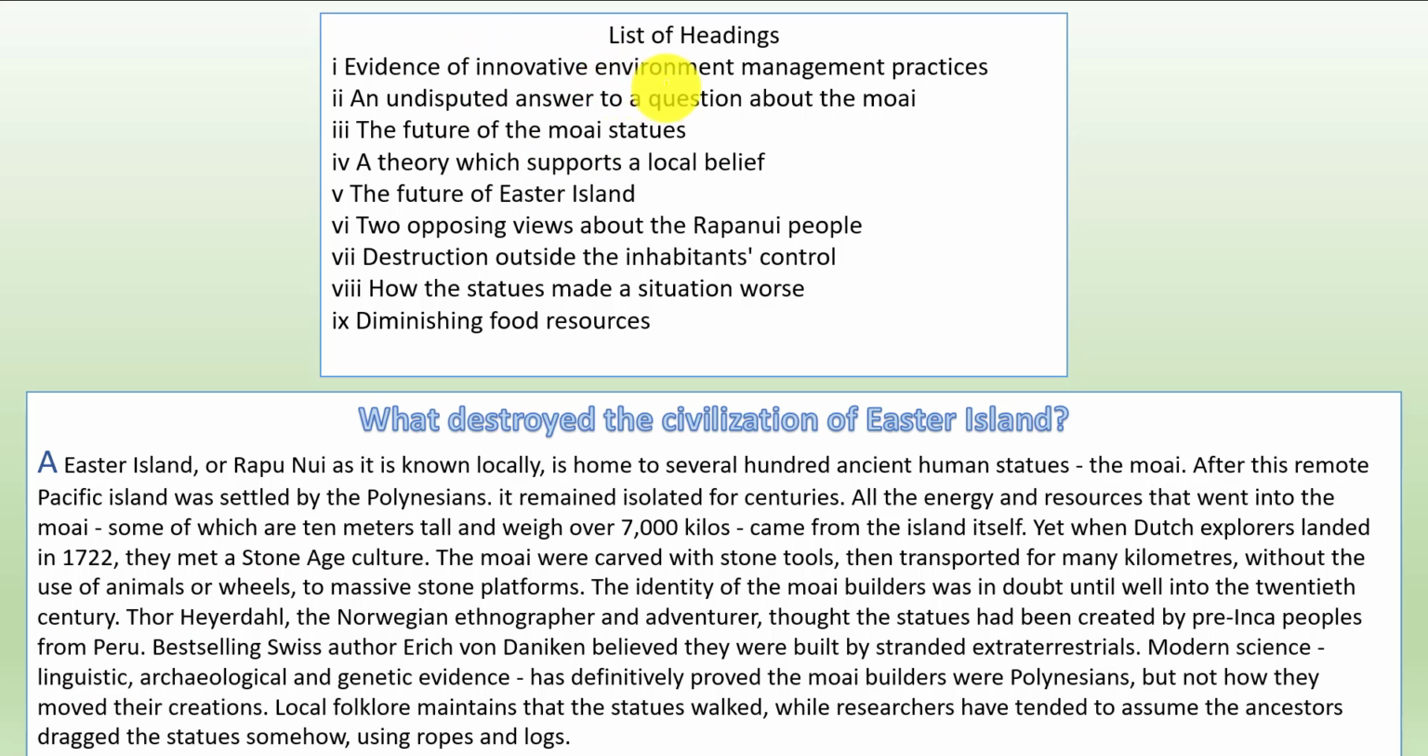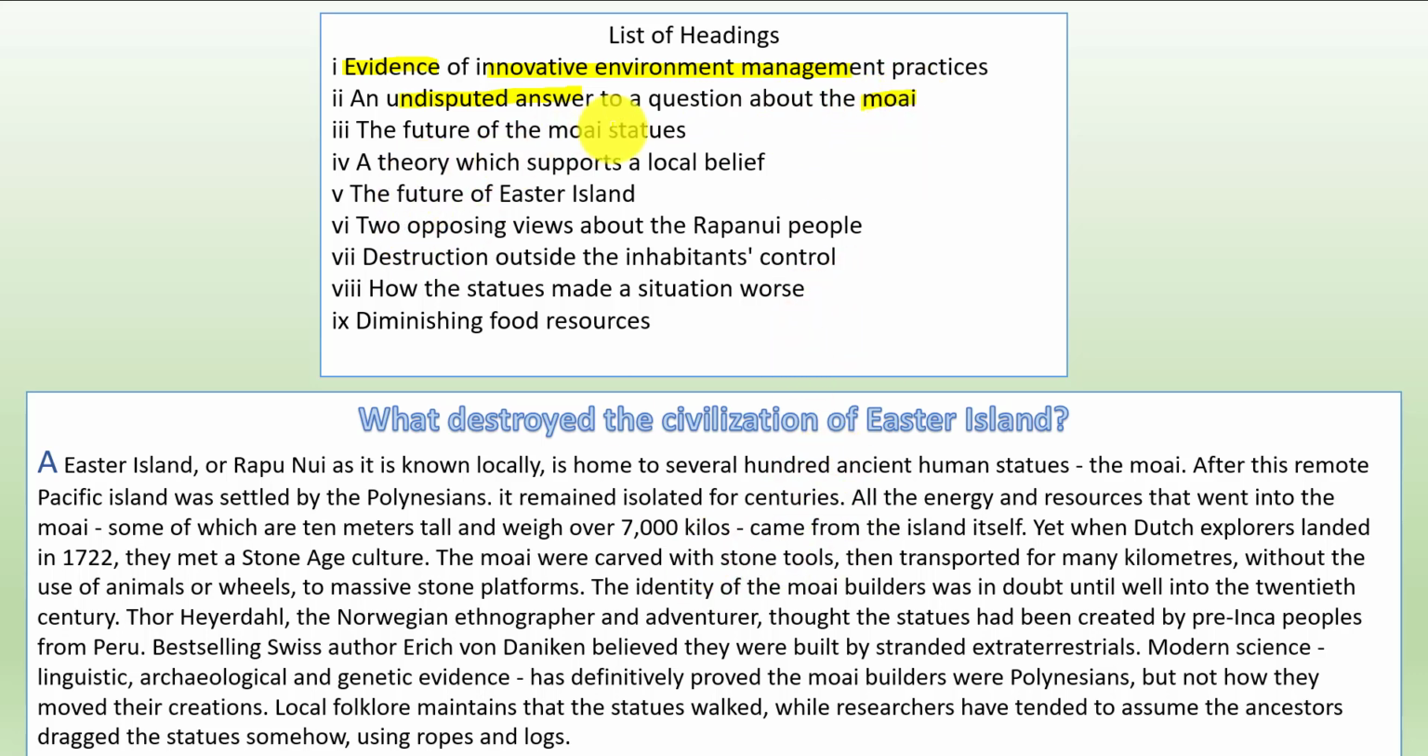Evidence of innovative environment management practices. Evidence is important. Words like evidence, theory, explanation, steps, plural nouns, these are important, okay? Innovative environment management practices could be our narrower keywords. An undisputed answer to a question about the Moai. I don't know what the Moai is, and even maybe I mispronounce these words, but it doesn't matter. It's just a word and it's just a name, okay? Maybe this passage is about the Moai.